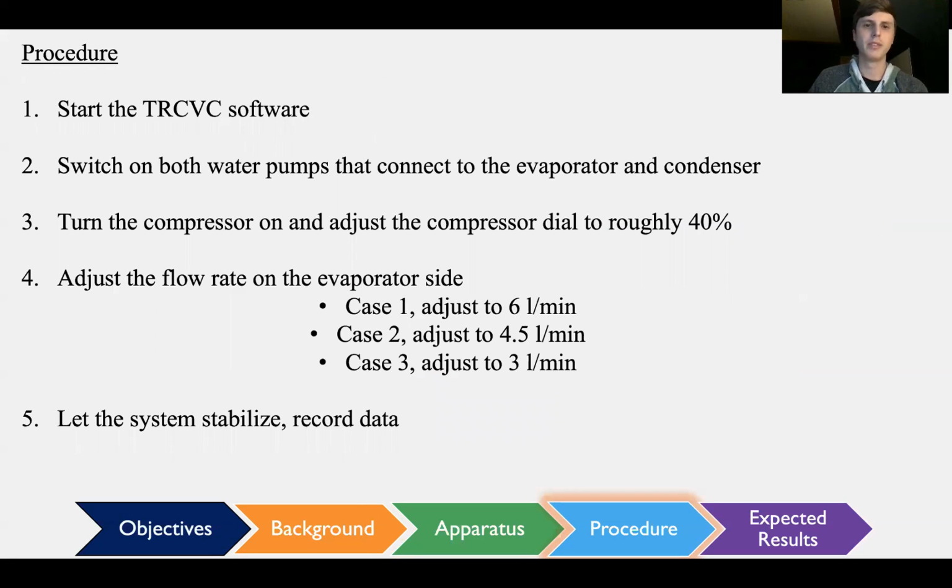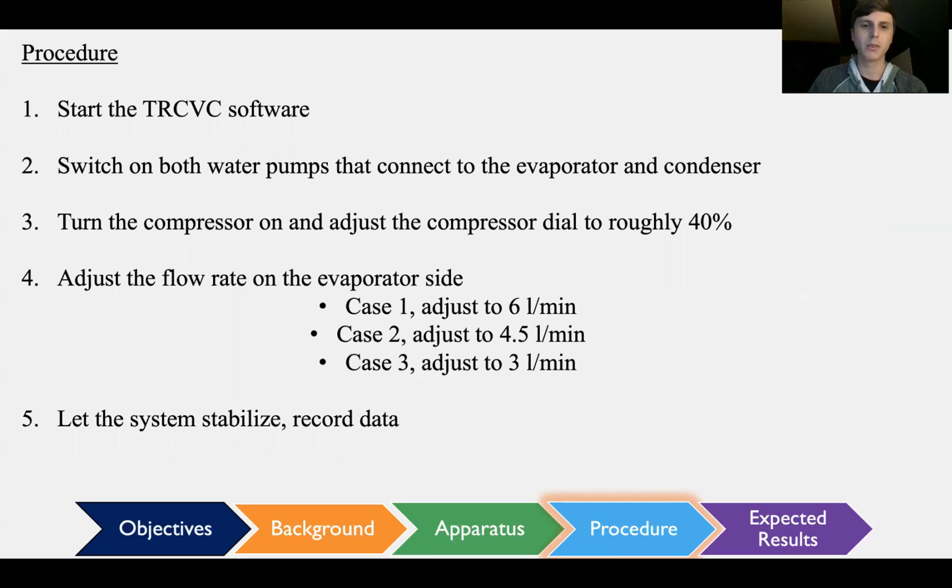So just a little bit of the procedure here before we move forward. We need to start the software as always. We're going to switch on both the water pumps. We're going to connect them to the evaporator and the condenser. Whenever we turn the compressor on in the software on the computer, you're going to adjust that dial to roughly 40%. You don't want to go past that, or else we'll get inaccurate data. Whenever we adjust all of our flow rates, it'll only be on the evaporator side.